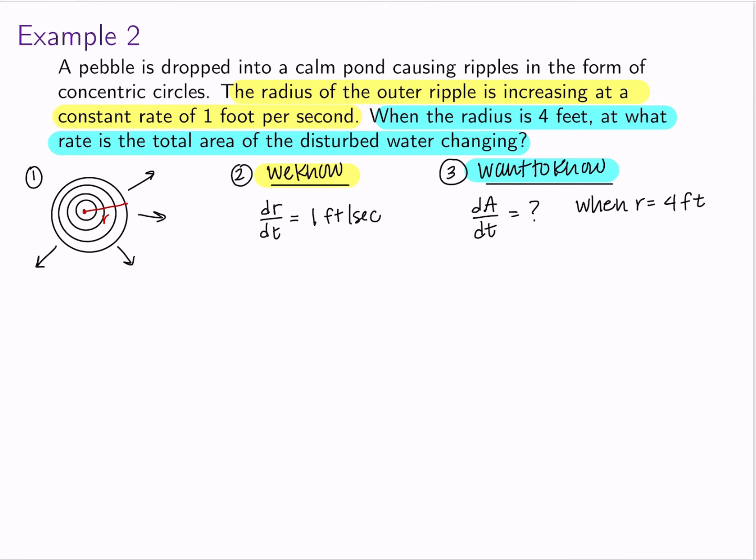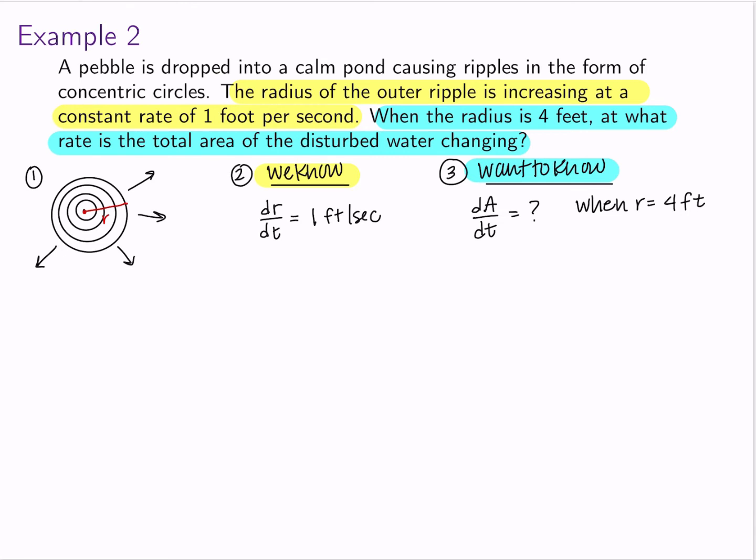So that lets me know what I'm looking for. I'm looking for how area is changing at the snapshot in time when the radius is 4 feet. So when this pebble is dropped and those concentric circles are getting bigger and bigger and bigger, at the snapshot that we're at 4 feet of a radius, what is going on with our area?